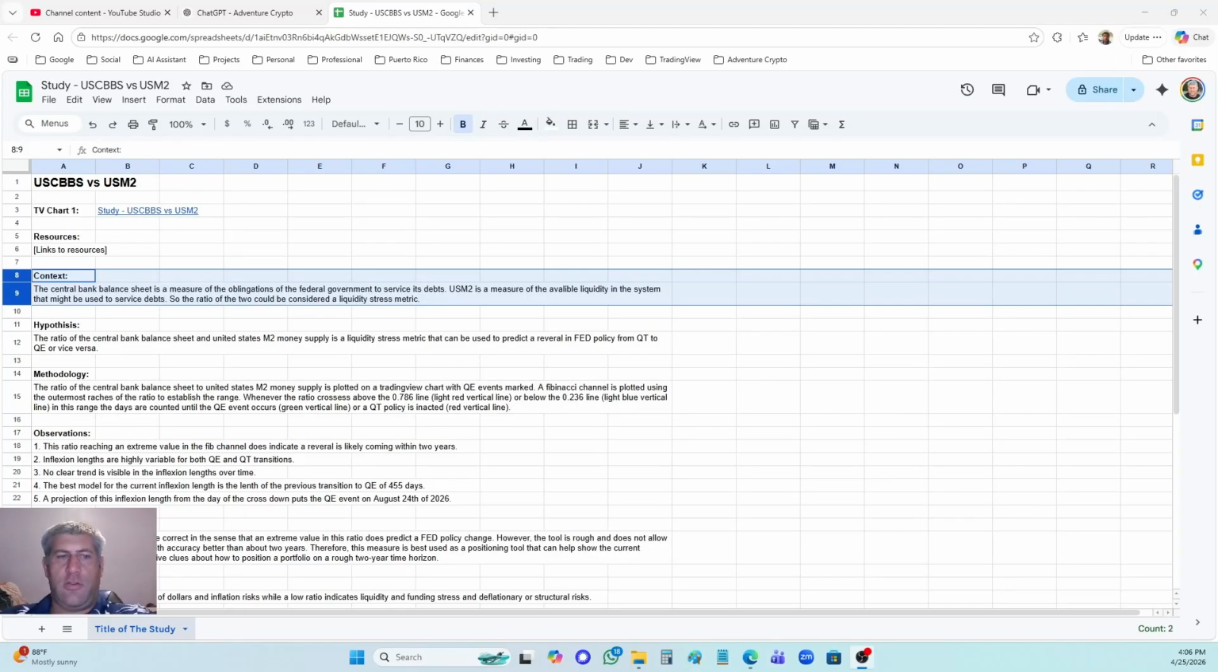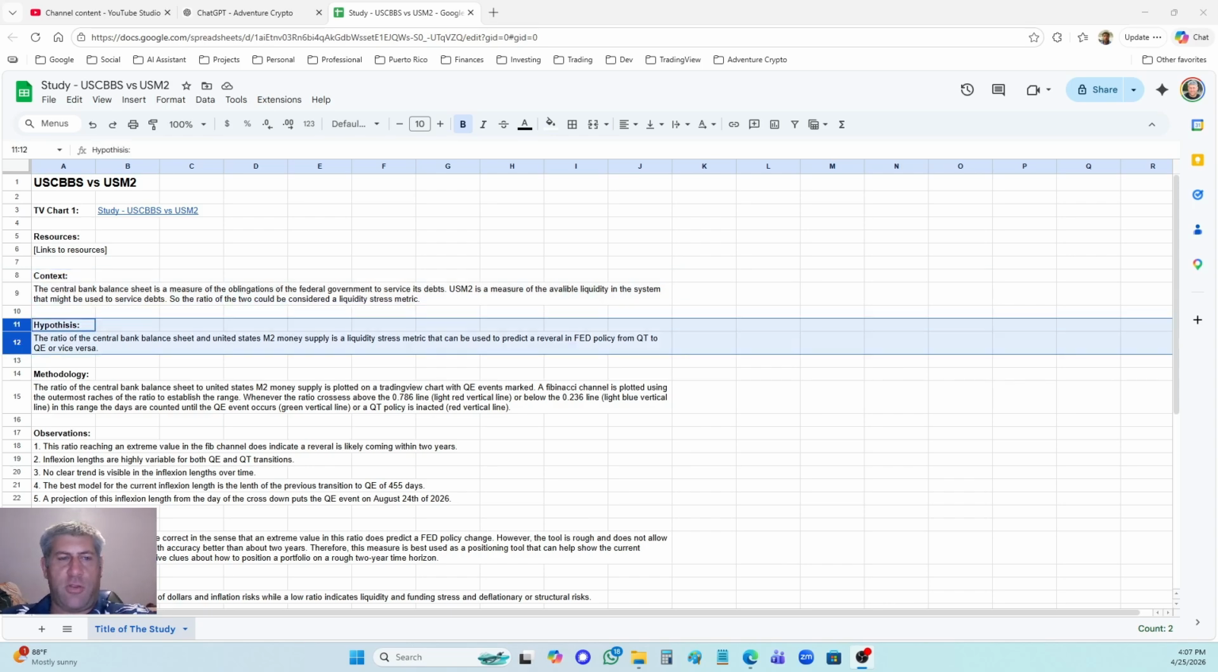In this study, we investigate the use of the ratio of the U.S. central bank balance sheet to US M2 money supply as a possible indicator for Fed policy change. Context. The central bank balance sheet is a measure of the obligations of the federal government to service its debts. US M2 is a measure of the available liquidity in the system that might be used to service debts. So the ratio of the two could be considered a liquidity stress metric.